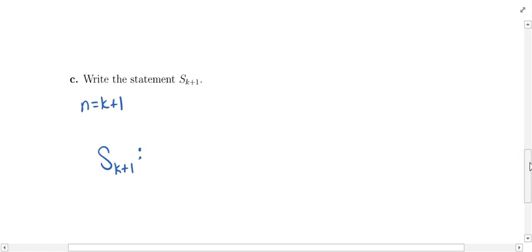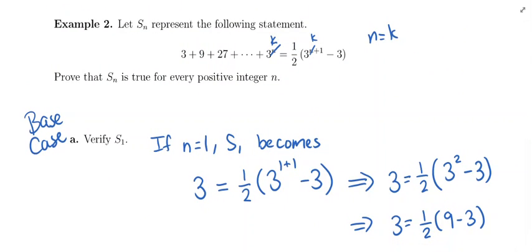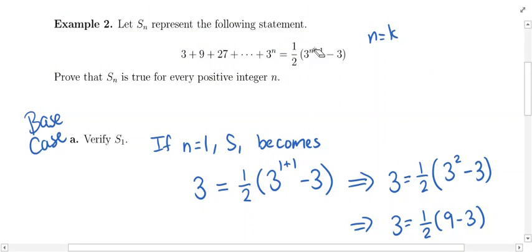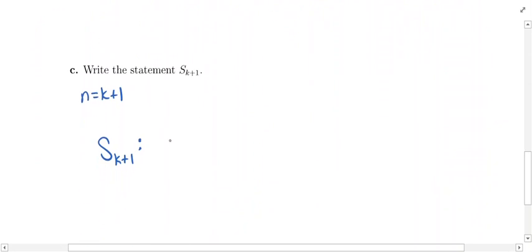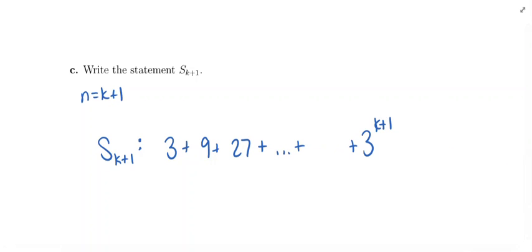Okay, we go back up to our statement. This time your counting number is k plus 1. So you need to replace every instance of n with k plus 1. Okay, so here I'm going to replace n with k plus 1. The left side is going to be 3 plus 9 plus 27 plus, we're adding all the way until 3 to the k plus 1.